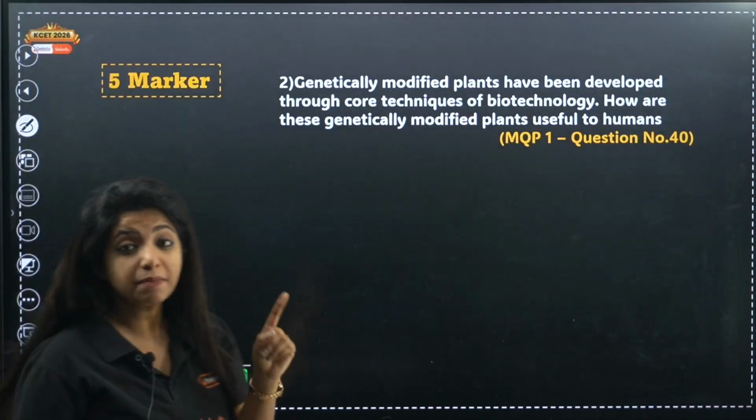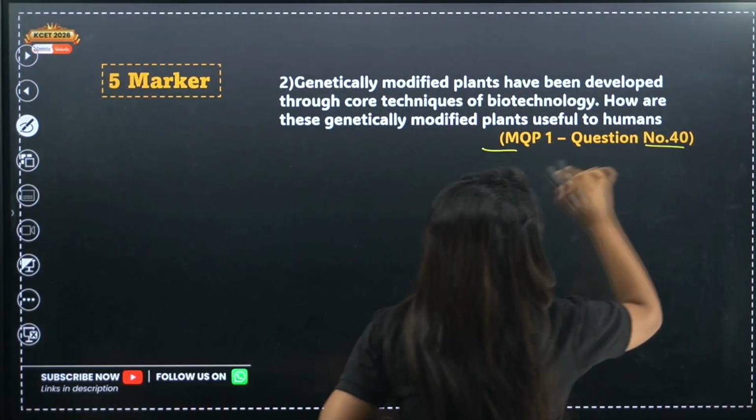Now going ahead with the 5-marker question from model question paper 1. This is question number 40.